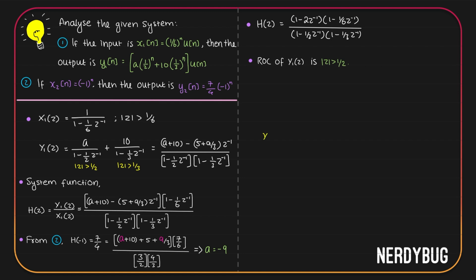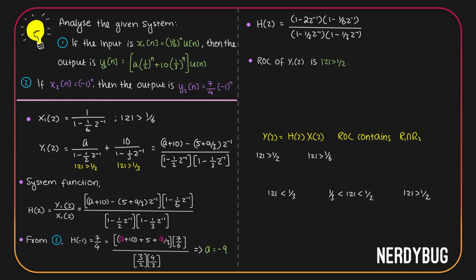Now comes the trick. We know y of z is h of z multiplied by x of z. From the convolution property, we know its ROC should contain the intersection of the two ROCs of h of z and x of z. Here ROC of y of z is magnitude of z being greater than 1 by 2. ROC of x of z is magnitude of z being greater than 1 by 6. We have three options for ROC of h of z. One is magnitude of z being less than 1 by 3. The second one is where it is between 1 by 3 and 1 by 2. The third is when it is greater than 1 by 2.